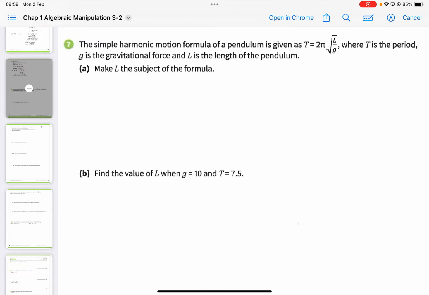So try. Tuan, go, try. Center, try. Try. If I swap it over, does that mean T squared?